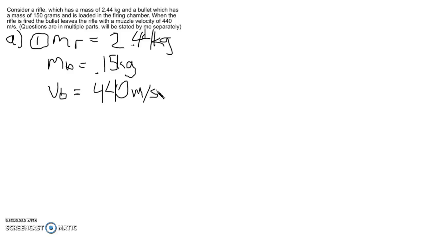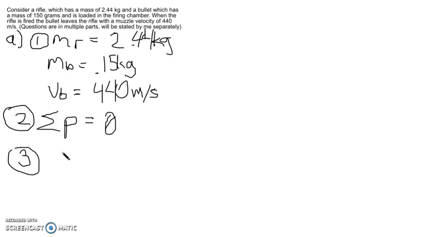So now the first part's a pretty simple problem. We're just saying, let's assume that the system isn't moving at the start, right? So that means the sum of the momentums is 0. And we can say our momentums are the initial momentum of the rifle and the initial momentum of the bullet.